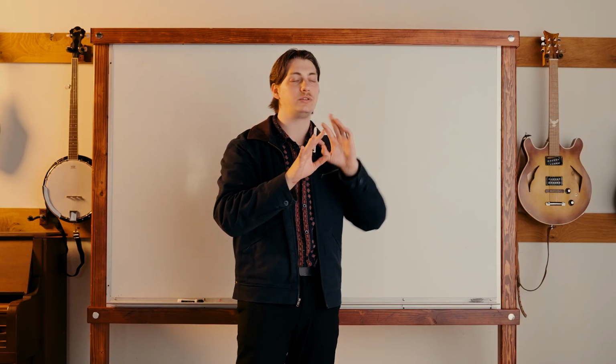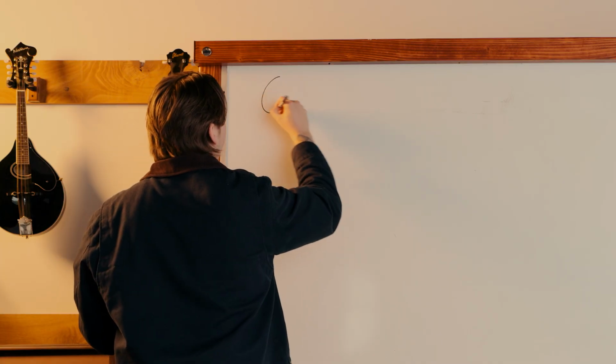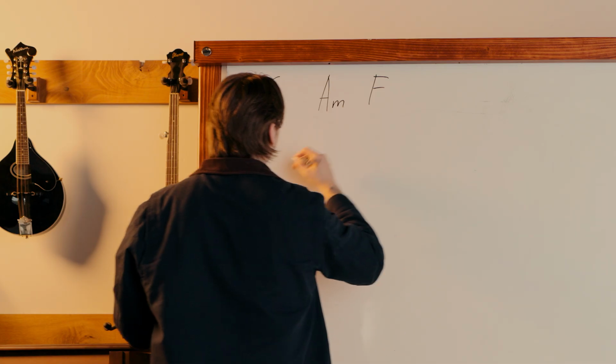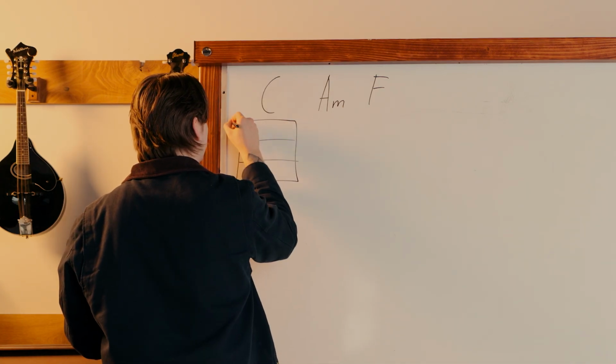You can do this all together too. But what we're going to do is take our 3 chords that we know how to play. What are those 3 chords? It's C, it's A minor, and it's F. Now I'm going to draw a little chord diagram right here, the little picture to remind us how to play these.